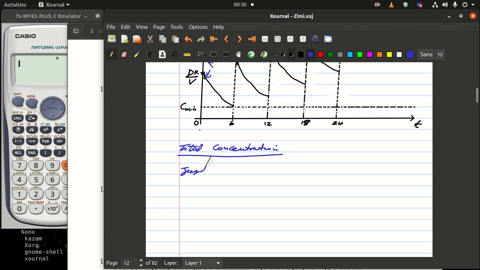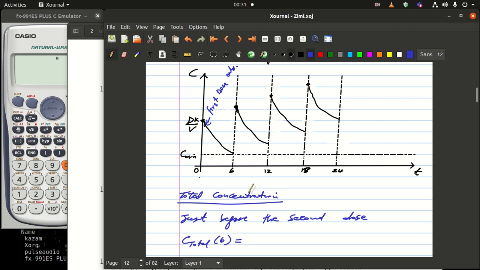Now, if we talk about just before the second dose, C total, or the total concentration just before the second dose, I'm going to put a 6 there. I want us to see something here which is very much interesting more than anything else.